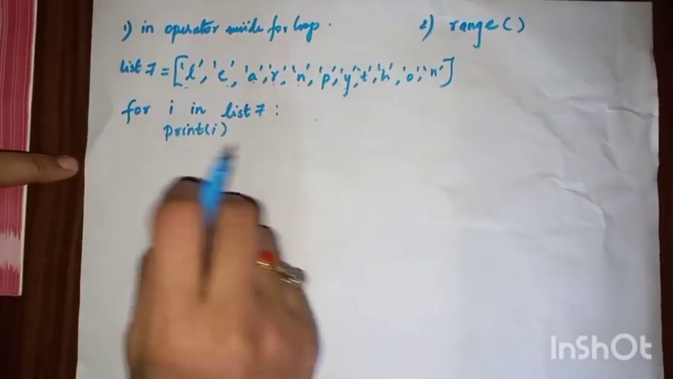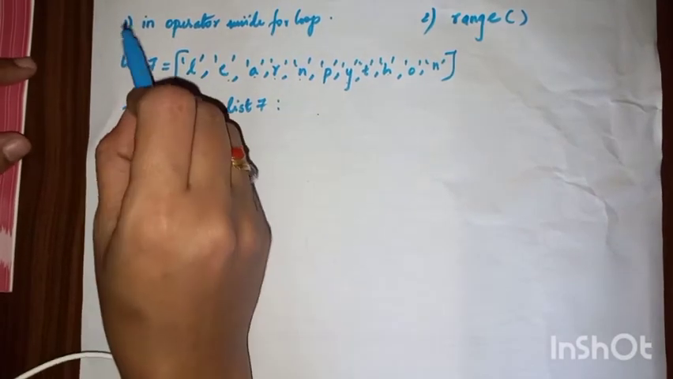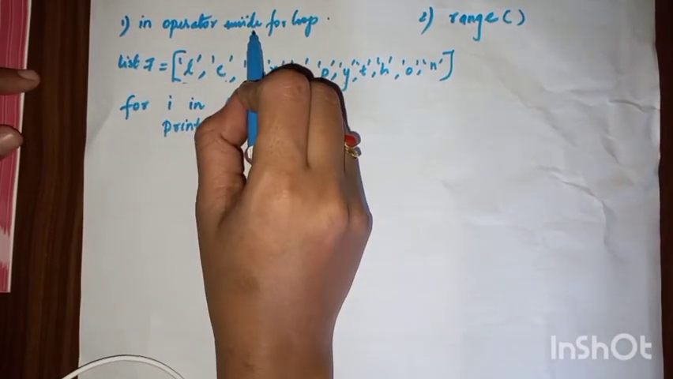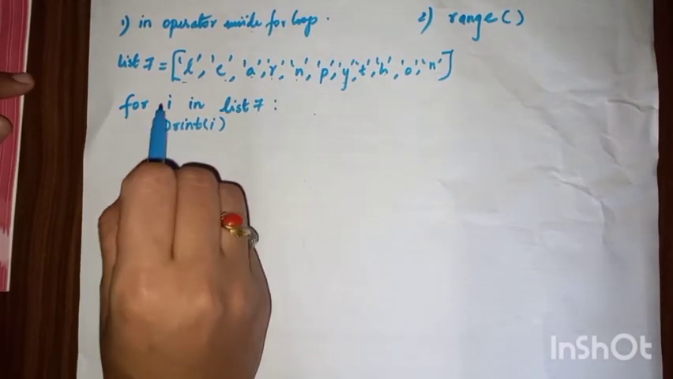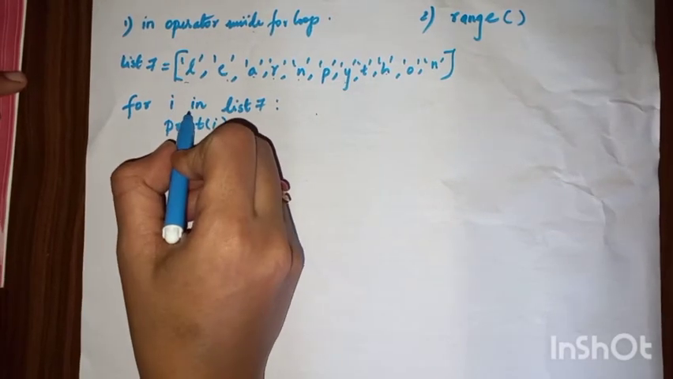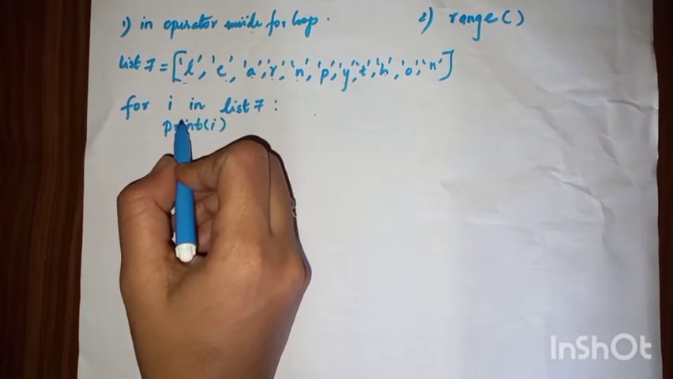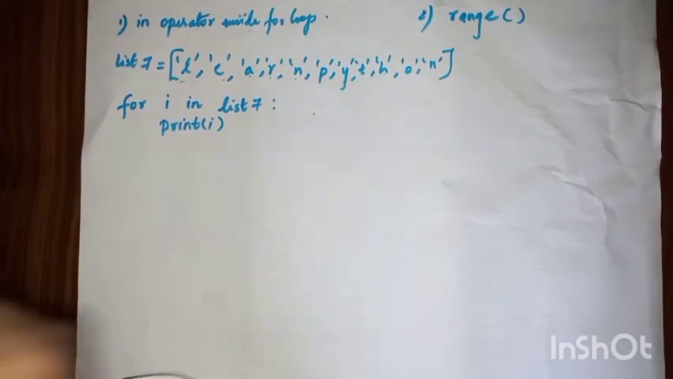So this is the program. This is an example of a program using the in operator inside a for loop. This is a for statement, a for loop, and we are using an in operator inside the for loop. Let us see how this works.